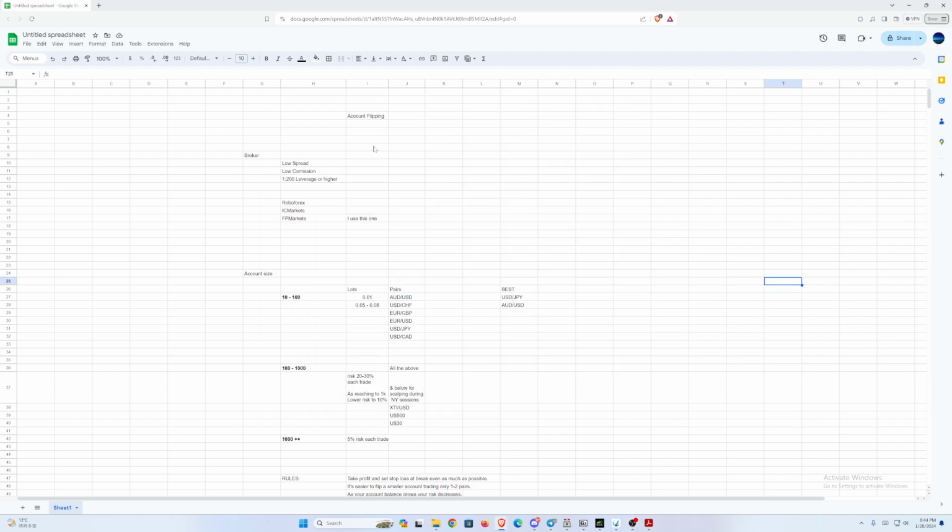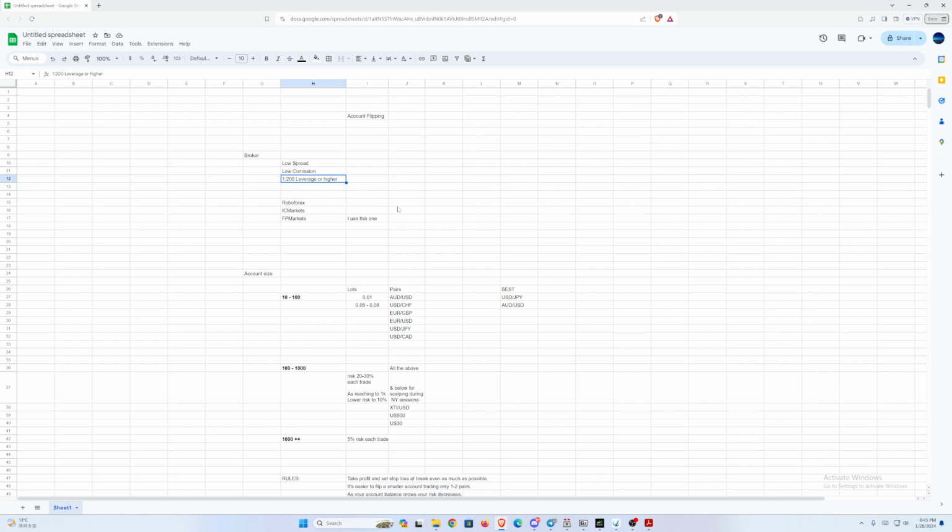So first of all, let's start. It's about account flipping. Number one thing that you need to do is find a good broker that has low spread, low commission, and 1 to 200 leverage or higher. Okay, 1 to 500 will be good.